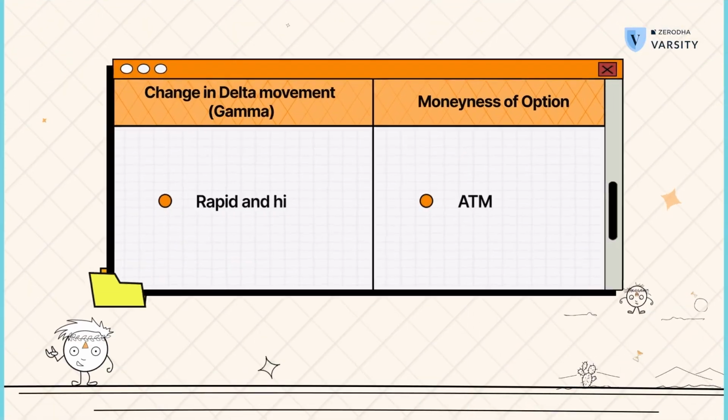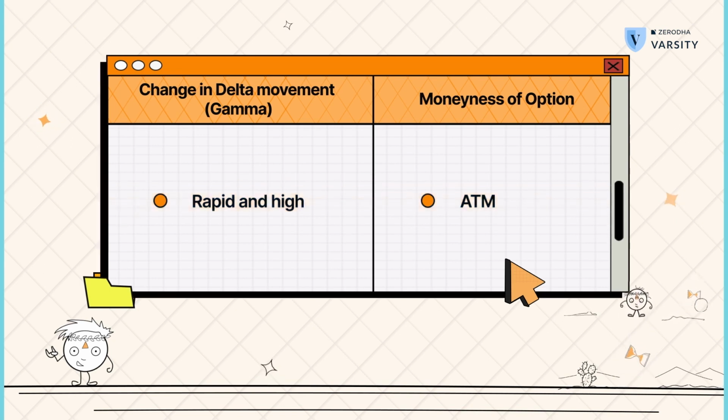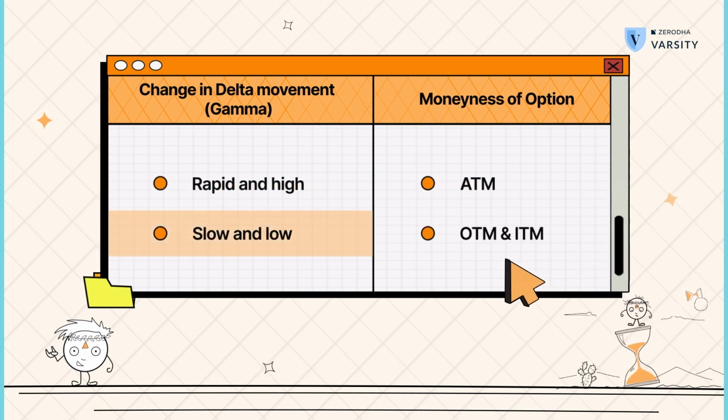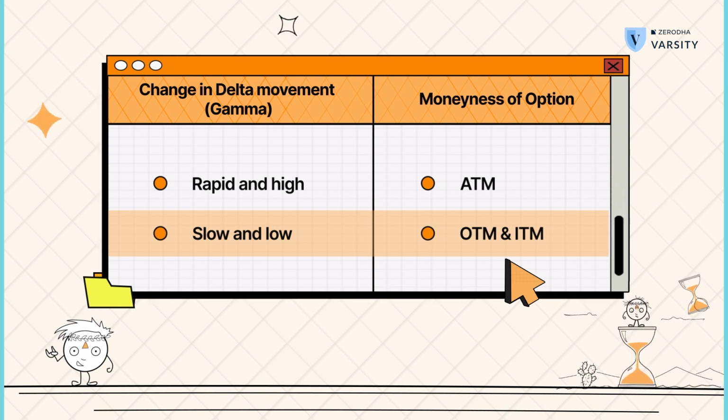Now, before we end this video, I would like to touch upon 3 more things that you should understand about gamma. The first thing to note is that the gamma of an option is always highest for an at the money option. Therefore, the rate of change of delta is always high for an at the money option. On the contrary, gamma is lower for out of the money and in the money options, which means the rate of change of delta for in the money and out of the money options is lower compared to at the money options.